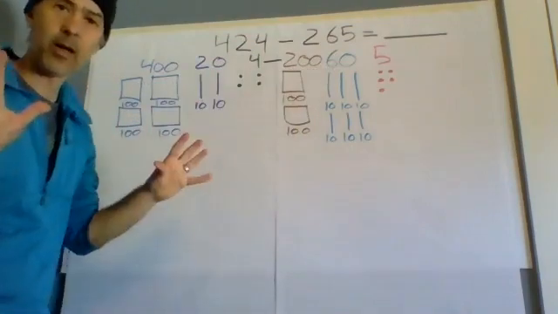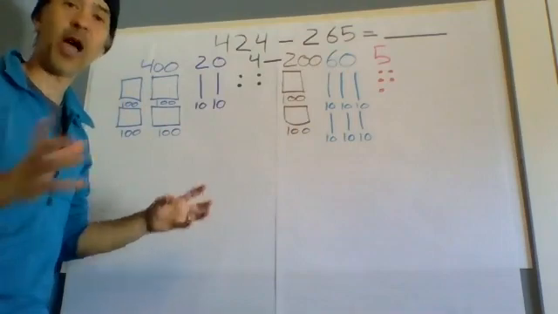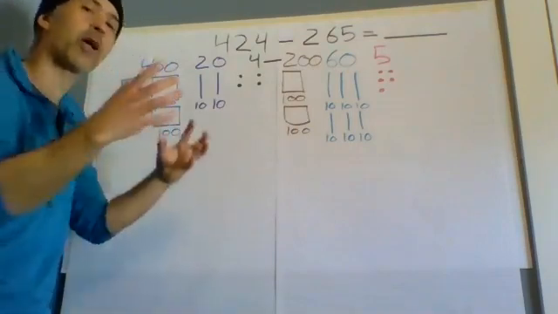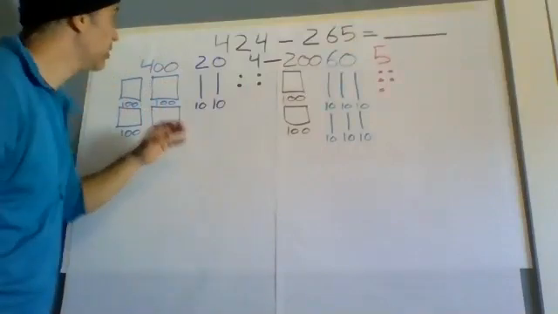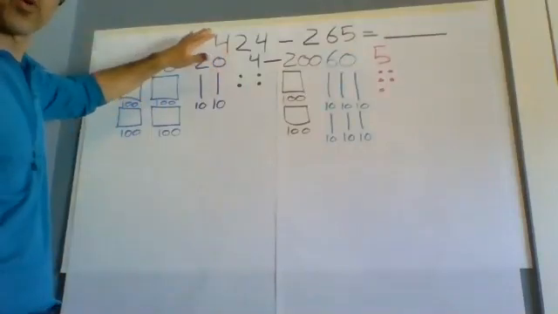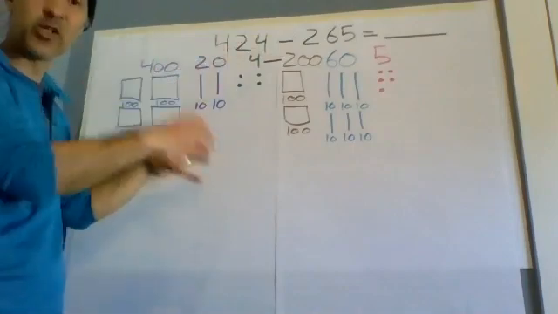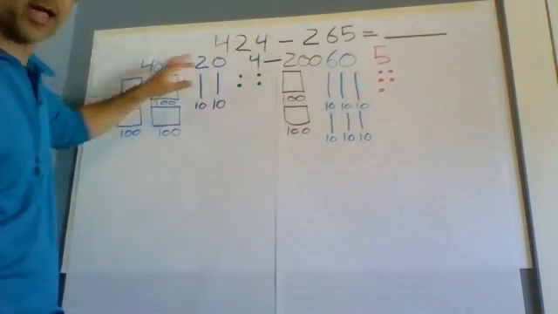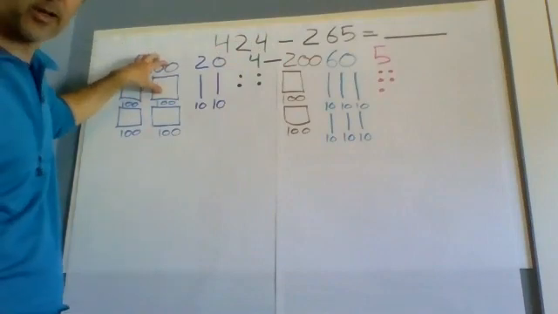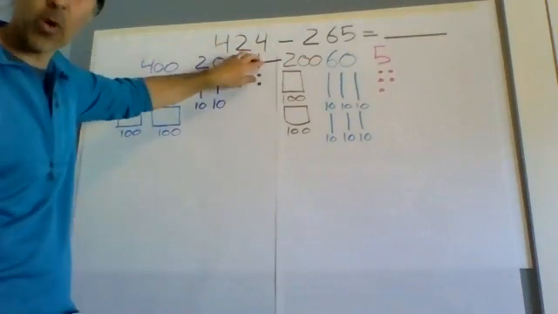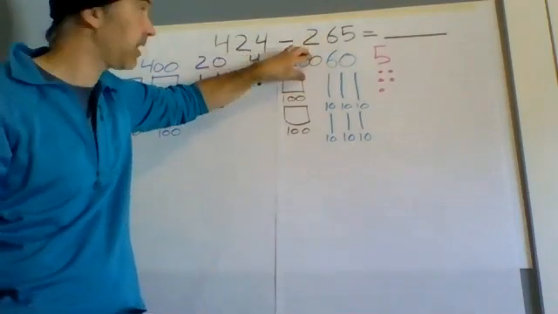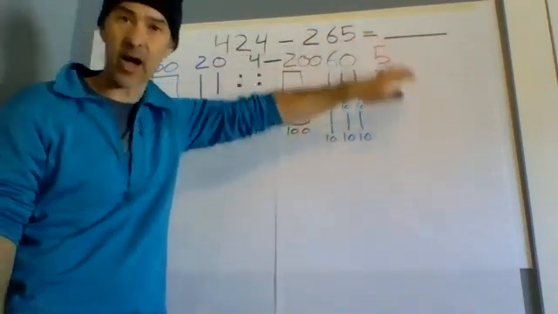Now, I set myself up. I built the problem using base 10 blocks, and now what I'm doing is I'm drawing my thinking on paper. So first step I did was I broke my numbers into their place values. So I broke 424 into 400, 20, and 4. And then I broke 265 into 200, 60, and 5.